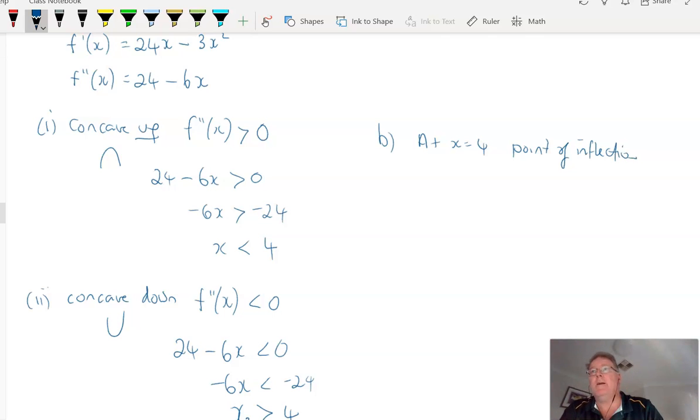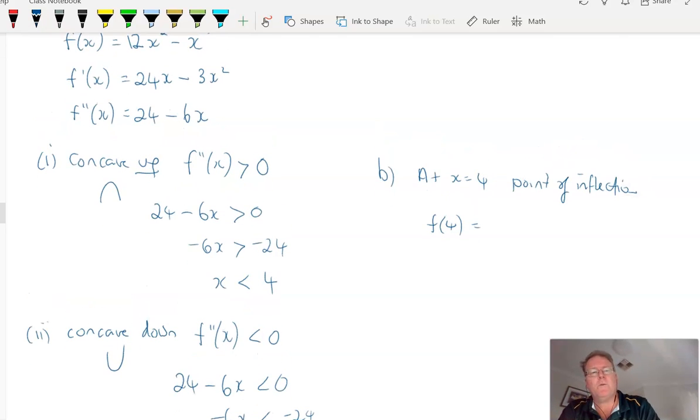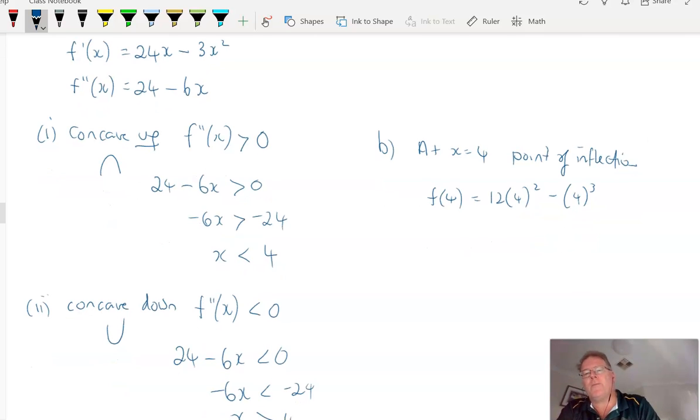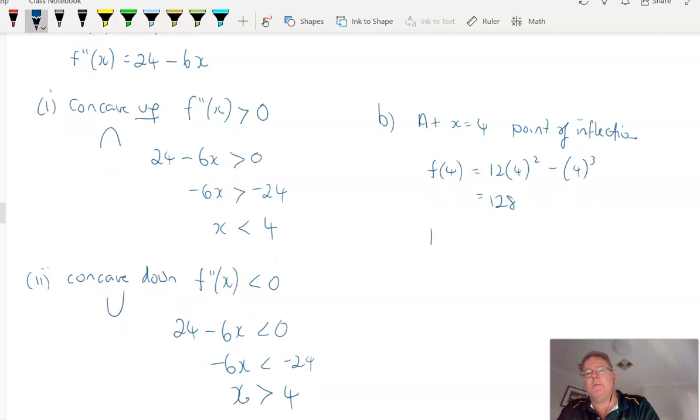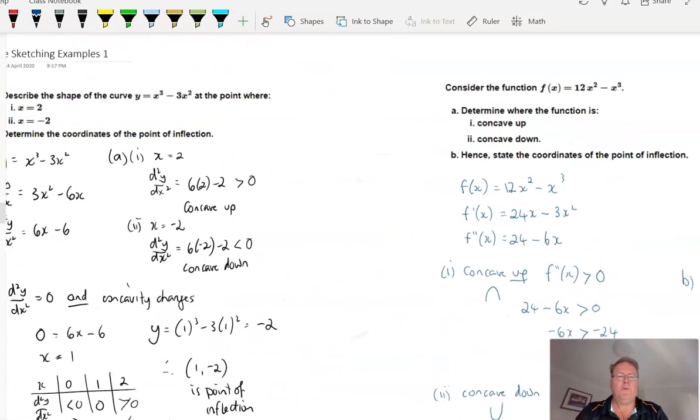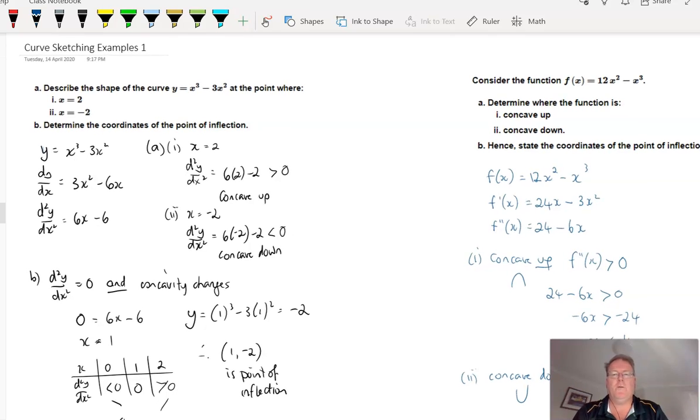Okay. And so we substitute into our function, we get, where's my original? So that's 12 lots of 4 squared minus 4 cubed. Okay, and we can just quickly get that and we get 128. So the point of inflection is at 4, 128. Okay, so there's our two examples. Hopefully you had a chance to work through those yourself first before checking out this video.